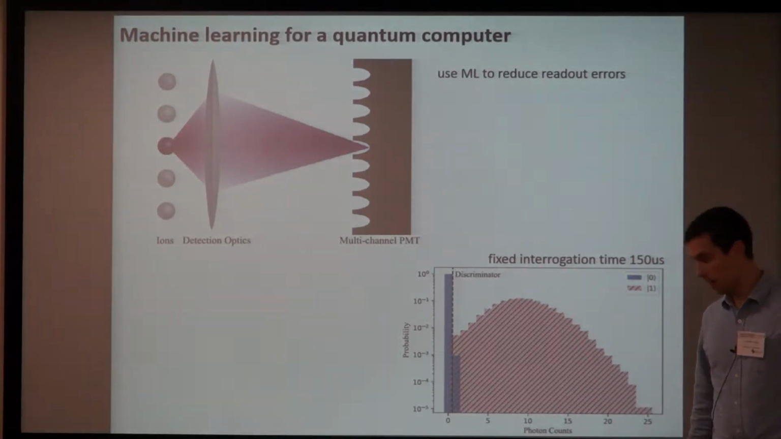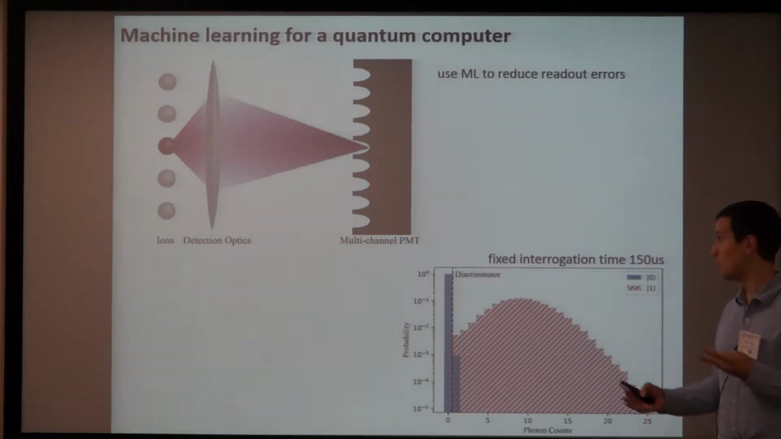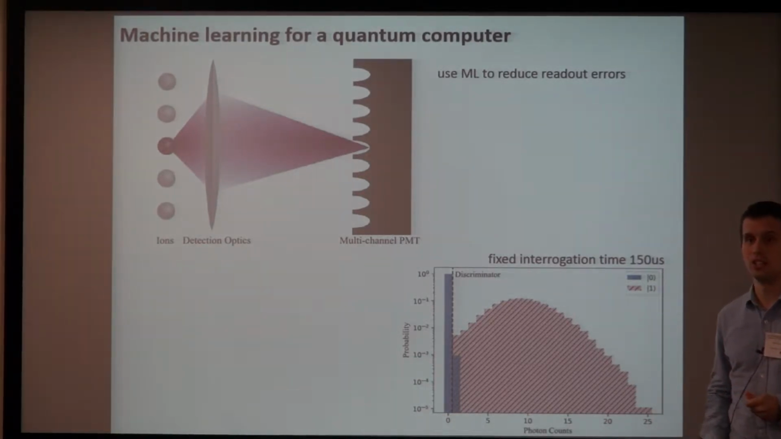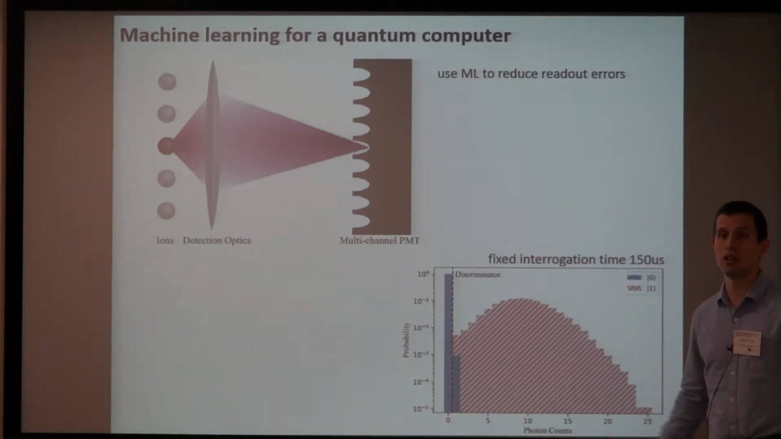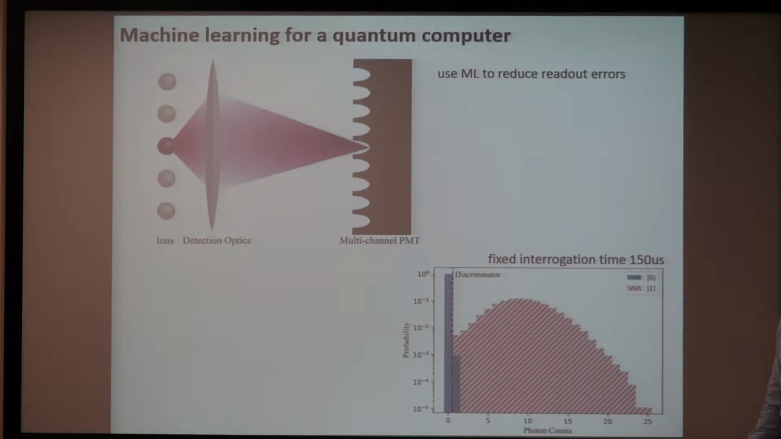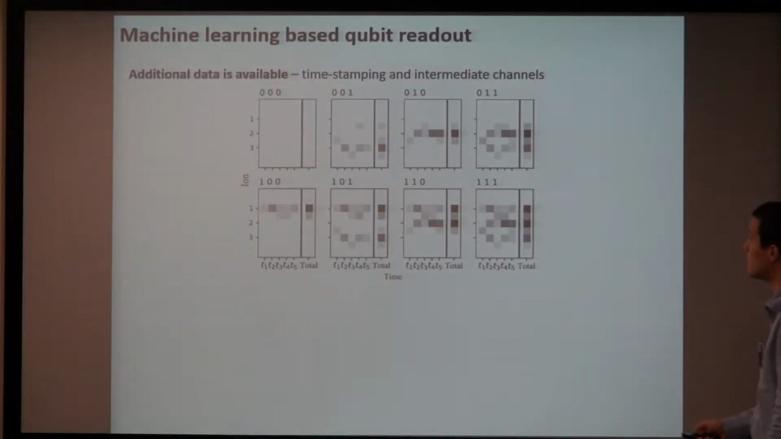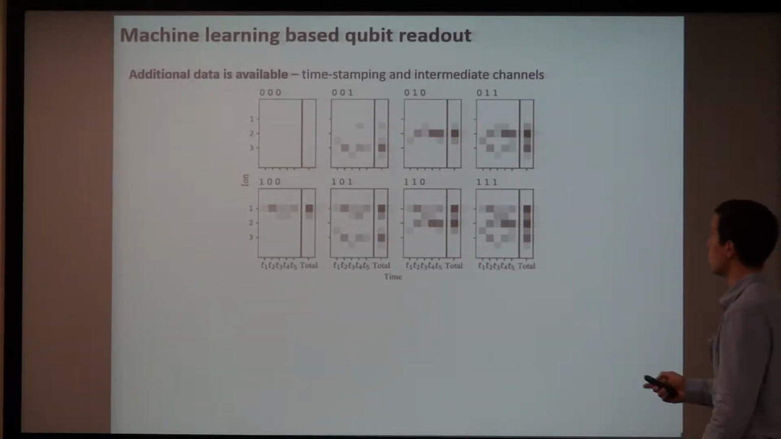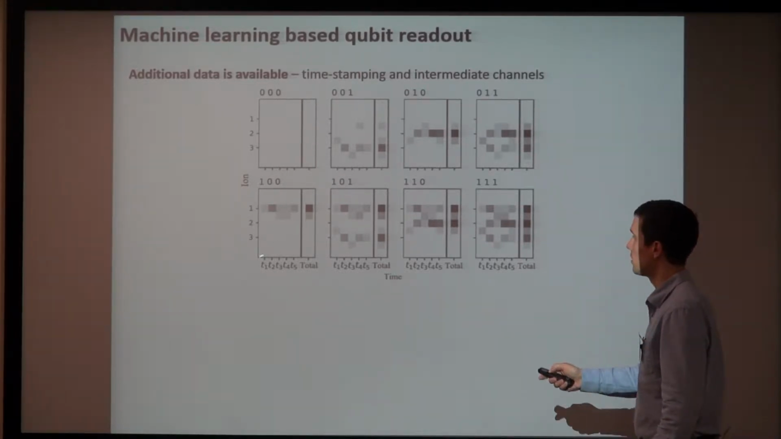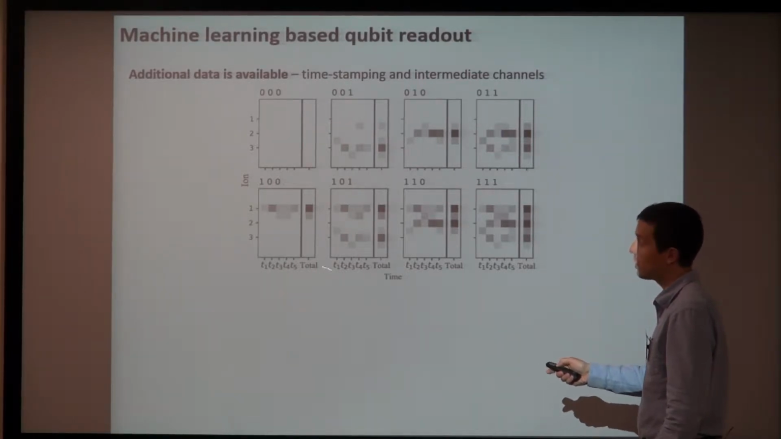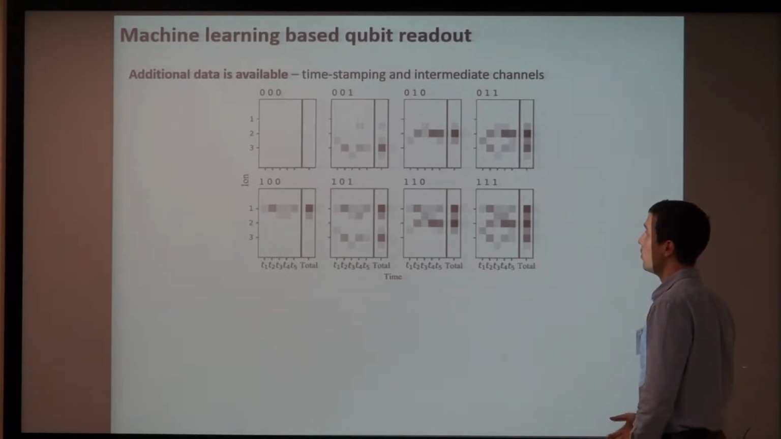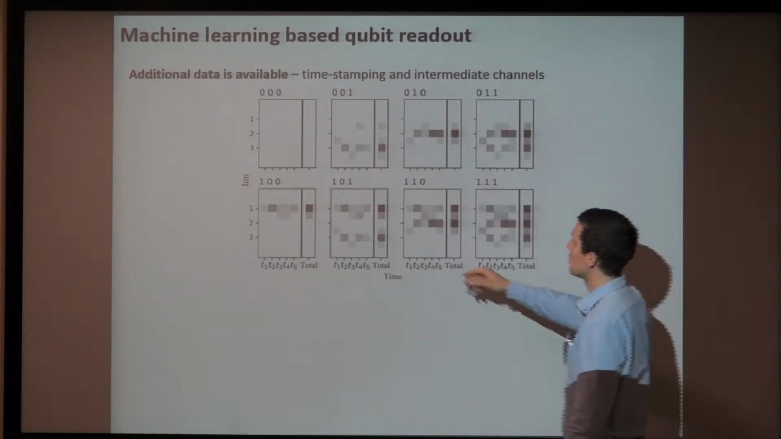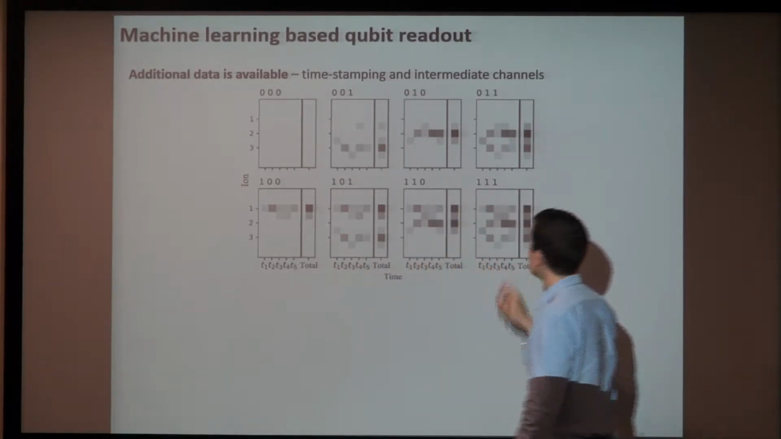But if you have a machine learning-based approach, maybe the information contained in the arrival times can be incorporated without having a precise model of how that works. Maybe you can just learn how it relates to the different states. And here you can see some example data. This is for 3 qubits, all zeros to all ones, against interrogation time, or detection time, or readout time. Darker just means more photon counts. If you ignore these timestamps, you can just look at the integrated values over here.